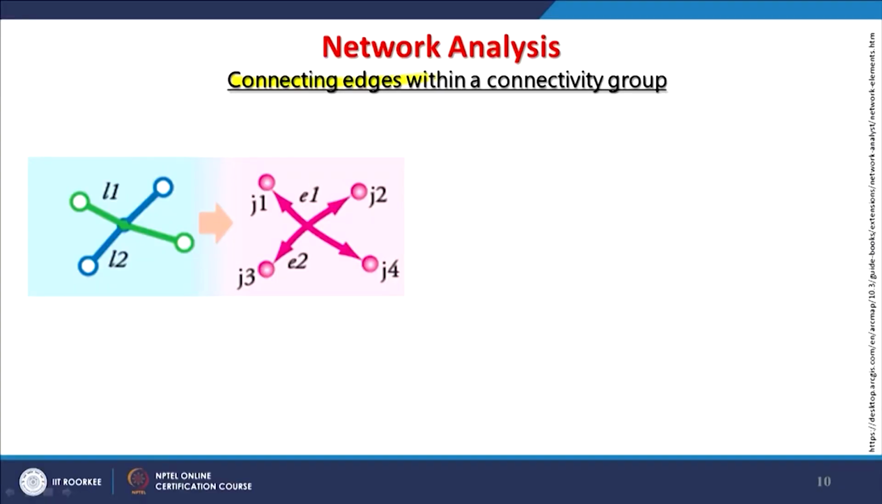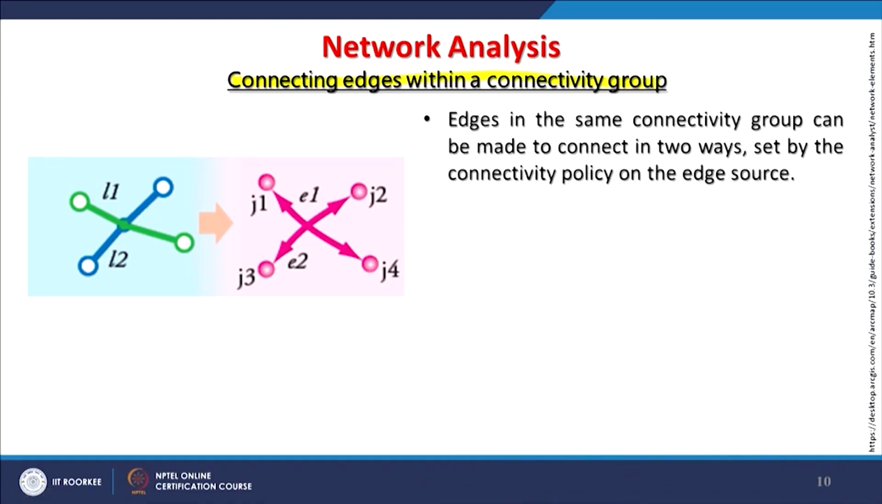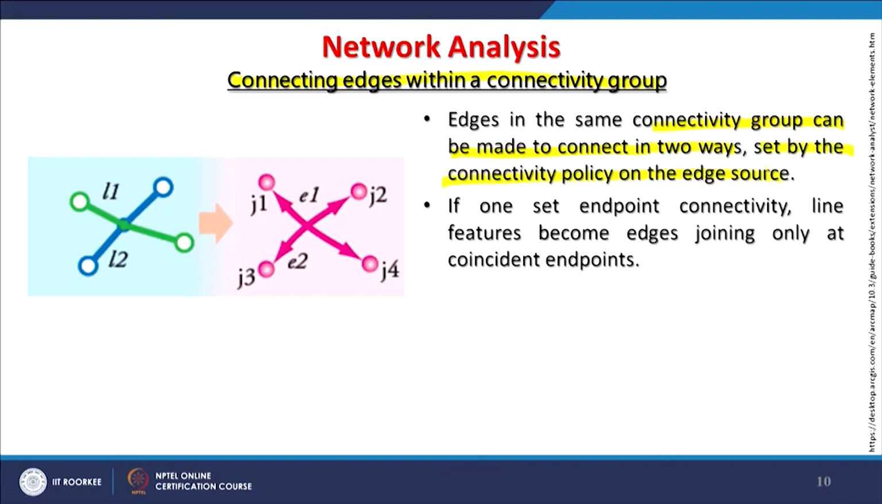Now, if we take connecting edges within a connectivity group, how are they connected? Here, edges in the same connectivity group can be made to connect in two ways. The first is by setting a connectivity policy on the edge source. If one sets endpoint connectivity, the line feature becomes an edge, joining only at the coincident endpoint. Like here, you are seeing one junction, and two lines are there.